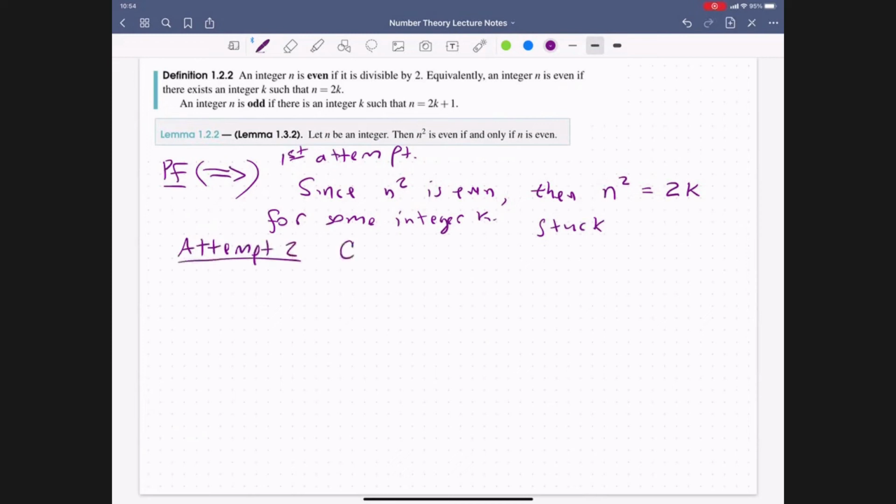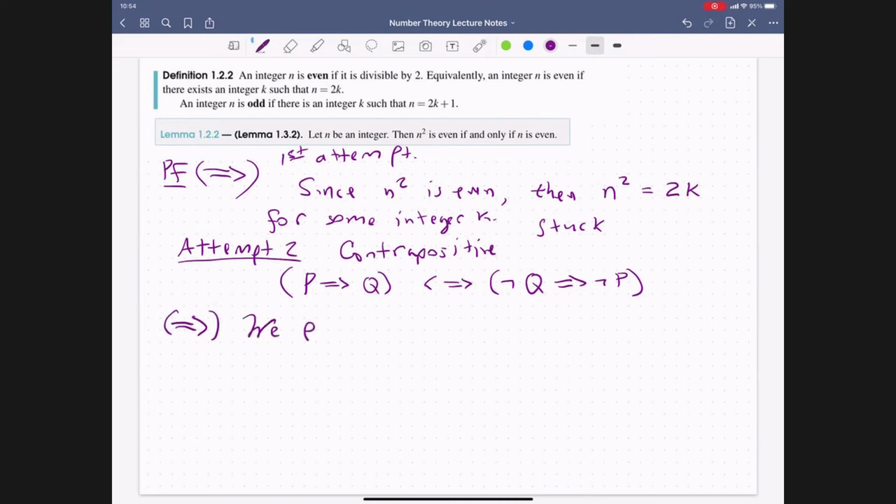So we're going to do the contrapositive. And so recall that if we have a statement, P implies Q, this is logically equivalent to not Q implies not P. So in order to prove the forward direction of the statement, we proceed by contrapositive.